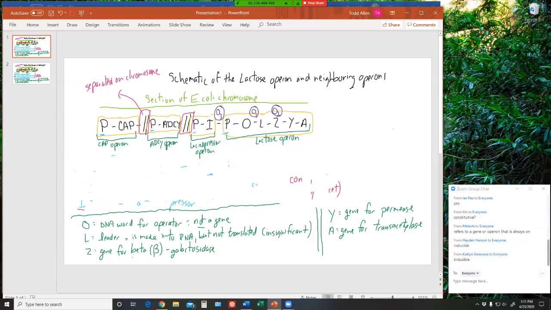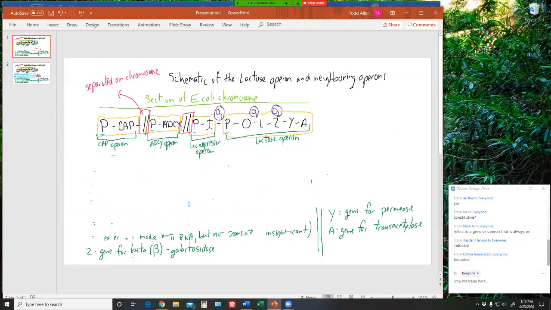When glucose is present in the cell, that's going to keep the genes off. When glucose is present, that's going to keep the genes off. And how that works is kind of interesting here.